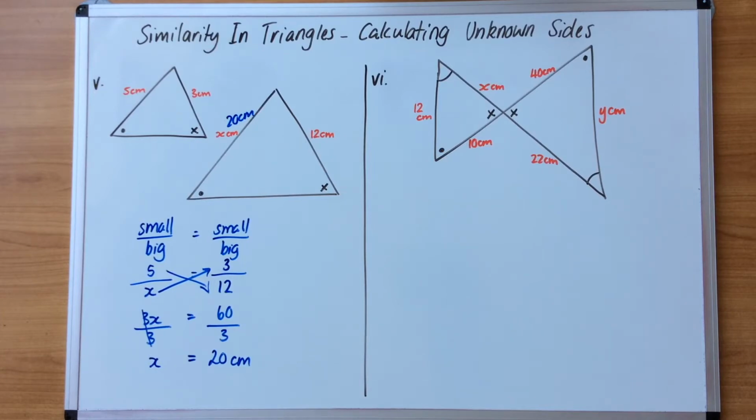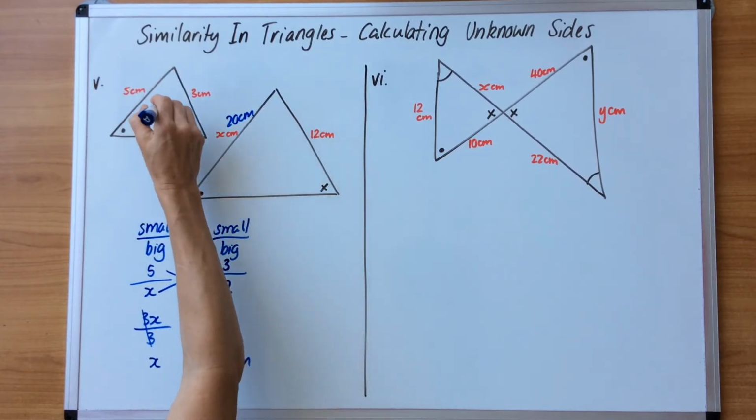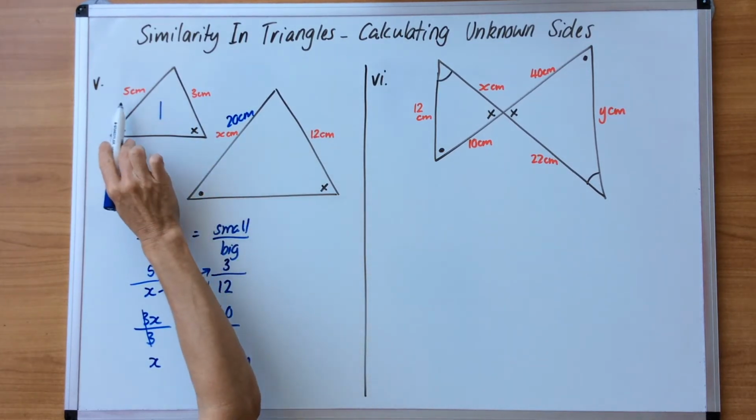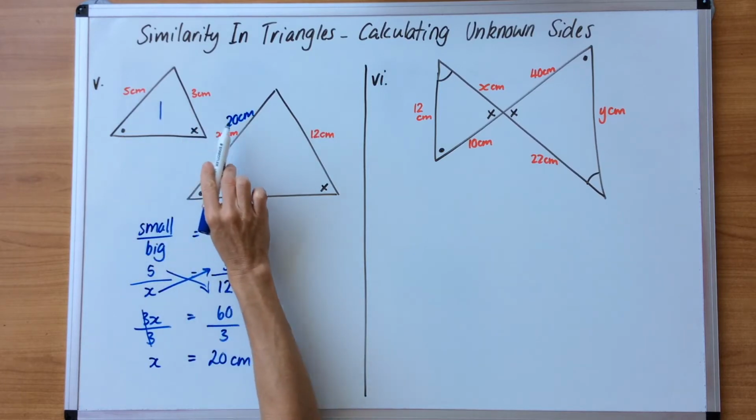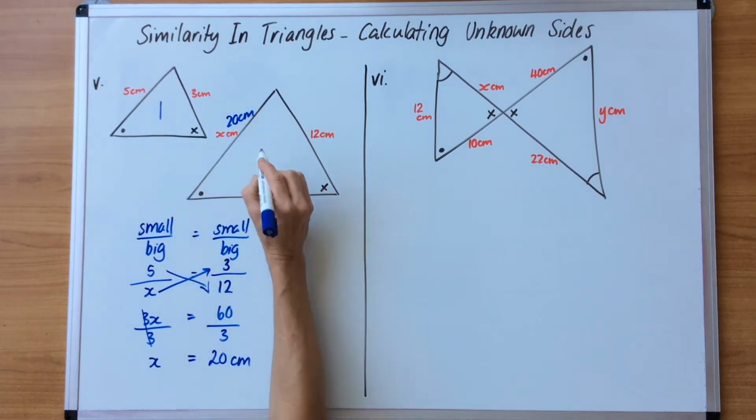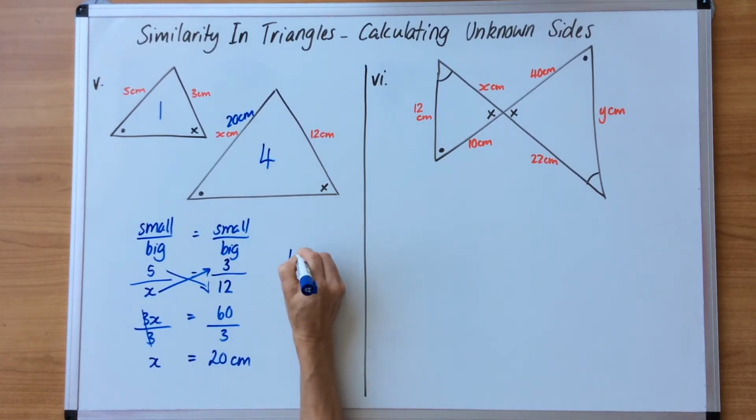And we can actually see the ratio here. This small triangle, if we say that's the value of 1, that's the base triangle. How many times do we have to enlarge 5 to get to 20? We have to go 4 times 5 is 20. So this is actually a triangle that's 4 times bigger. So we write a ratio of 1 is to 4.